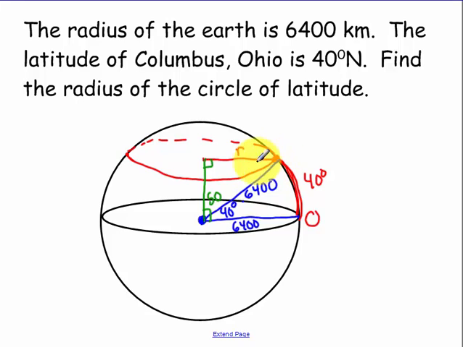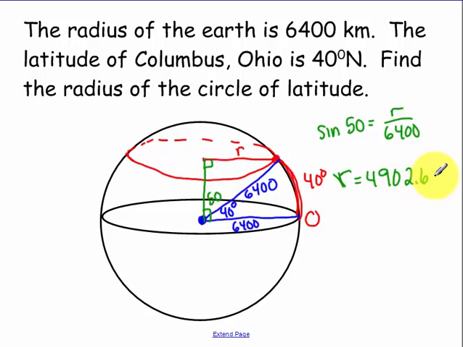So what we have happening here is a right triangle, where I'm looking for the opposite side, given the hypotenuse. So the sine of 50 degrees is equal to the opposite over the hypotenuse. Make sure you're in degree mode. And R, I just basically did 6,400 times the sine of 50 in my calculator and got 4902.68 kilometers.